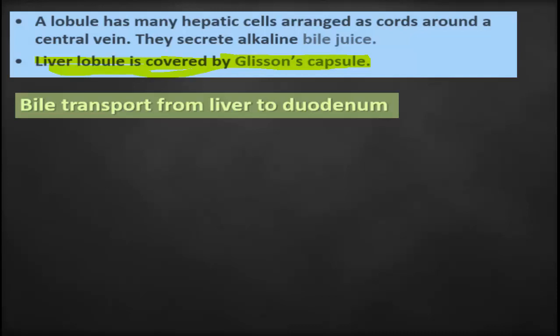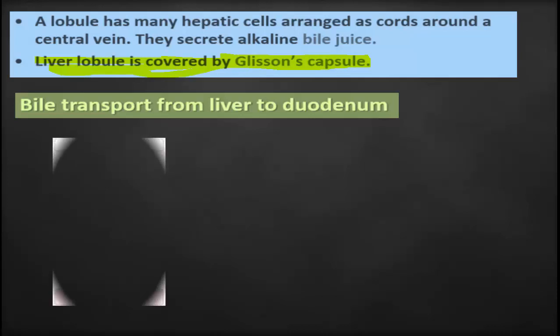So the secretion of the liver, that is alkaline bile juice, and the secretion of pancreas, that is pancreatic juice, both act on the food components only in the duodenum, and without these juices there will be no complete digestion of lipid, carbohydrate as well as protein. Particularly for lipid digestion, the bile juice is very essential. So let us concentrate on the path for the transport of bile from liver to duodenum.